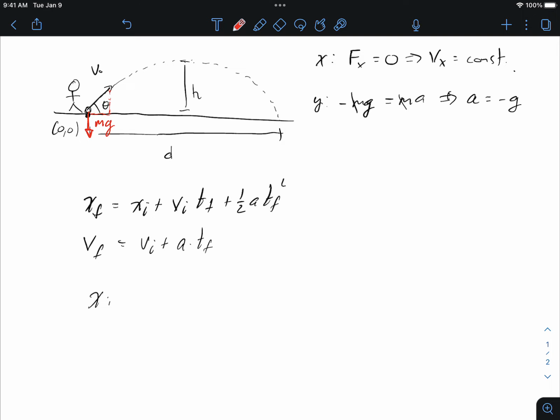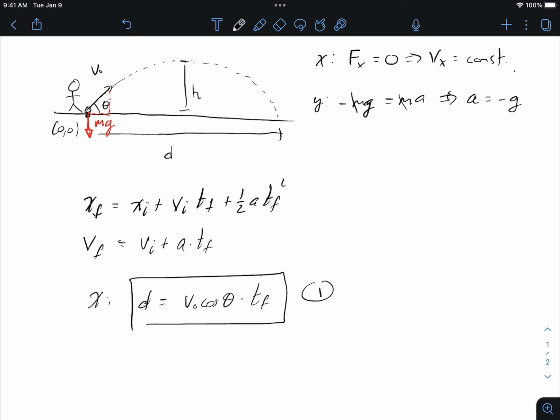So let's go ahead and plug all of this stuff in. The final position is x equal to d. The initial position is 0. The initial velocity along the x-axis is v naught cos theta times tf. And this term over here is going to be 0 because the acceleration along the x-axis is 0. Okay, this is the first relation.